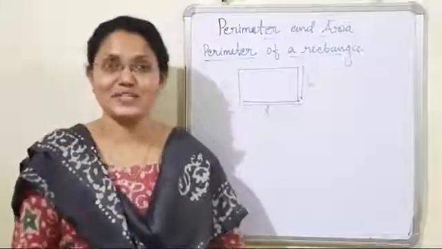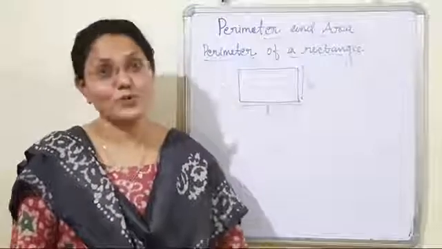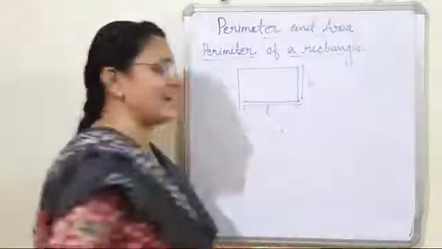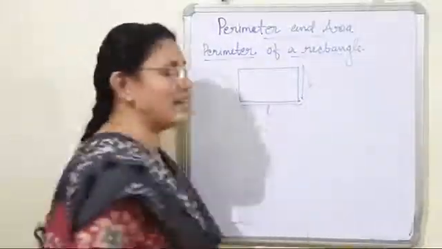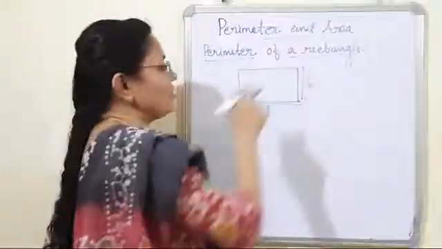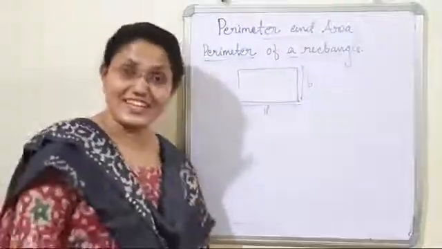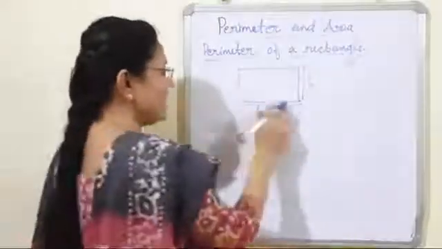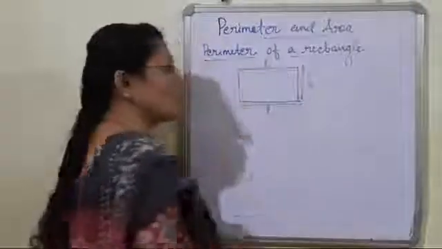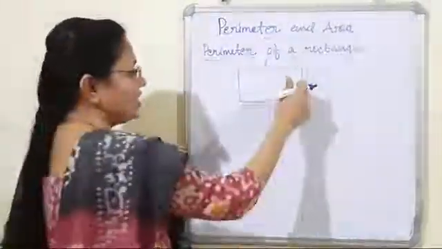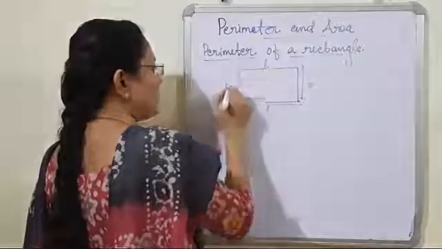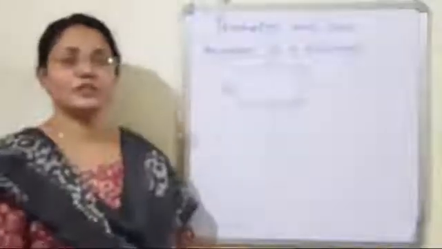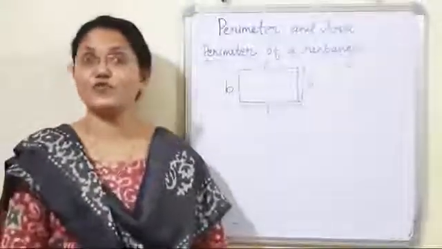You know what the speciality of a rectangle is? Yes, its opposite sides are equal. Now here I have drawn a rectangle. Its length is denoted by L and its breadth is denoted by B. You know that in a rectangle opposite sides are equal. Means if this side is L, its opposite side is also what? L itself. Okay. Now if this side is B, its opposite side is also B itself. Okay. Now you know that perimeter is the length of its boundary.